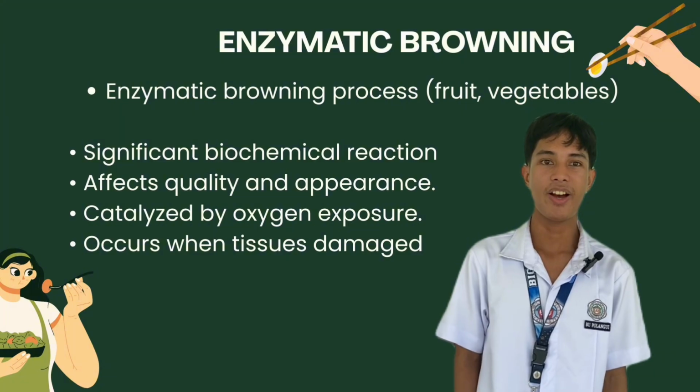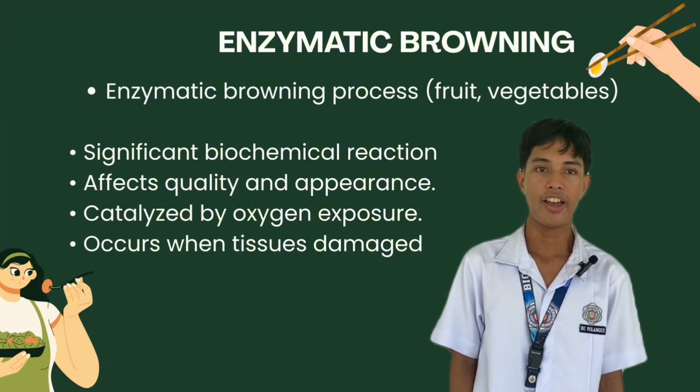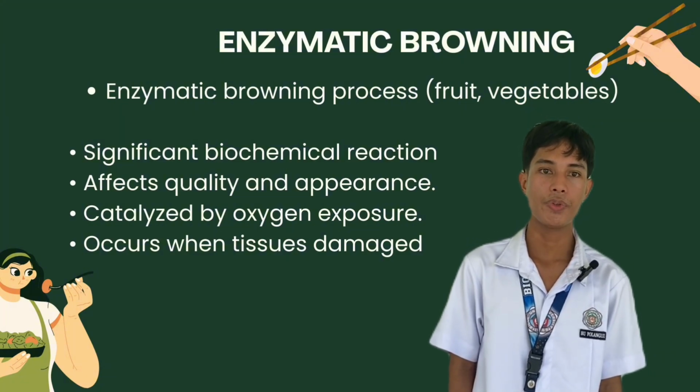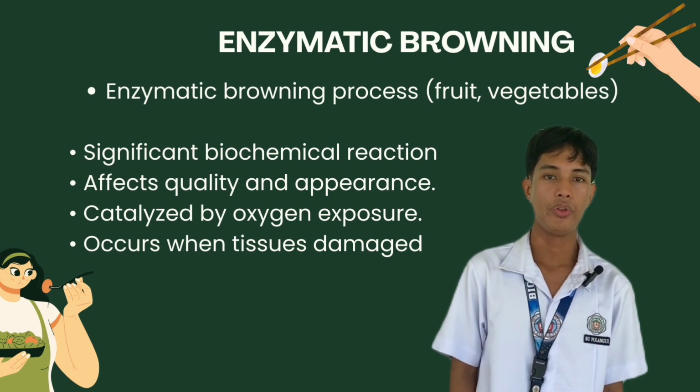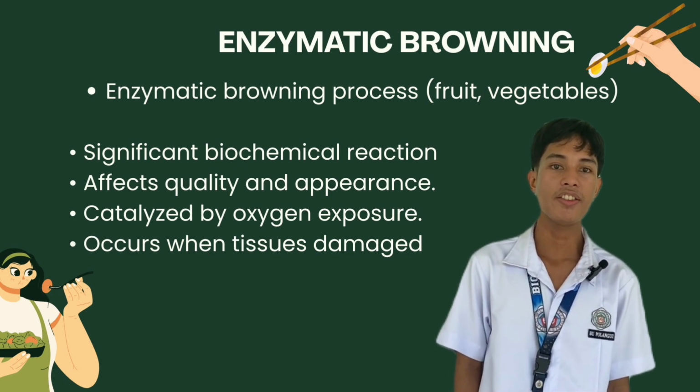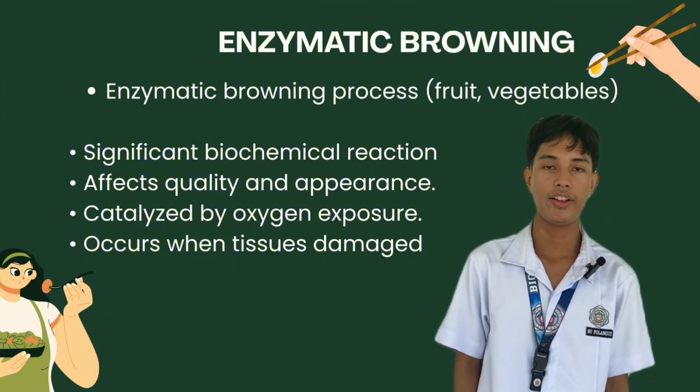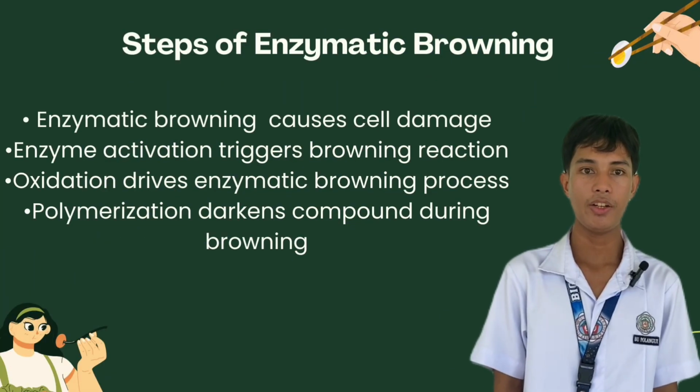So what is enzymatic browning? It is a natural chemical reaction that happens in fruits and vegetables when they are cut or bruised, causing them to turn brown. This process is driven by enzymes and exposure to oxygen. Here are the steps of enzymatic browning.